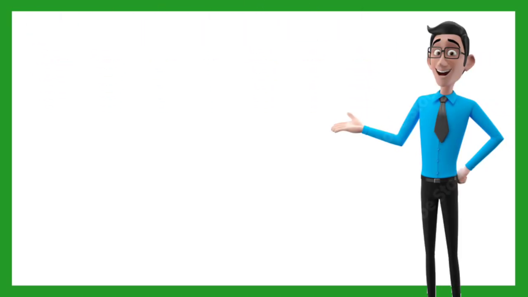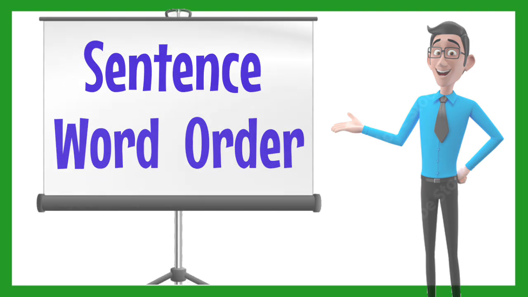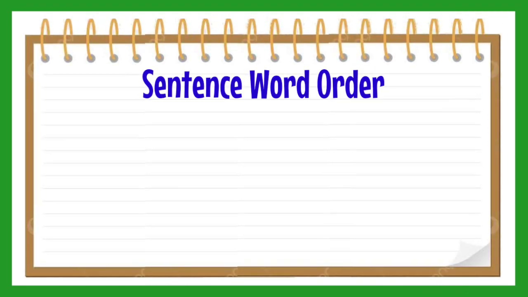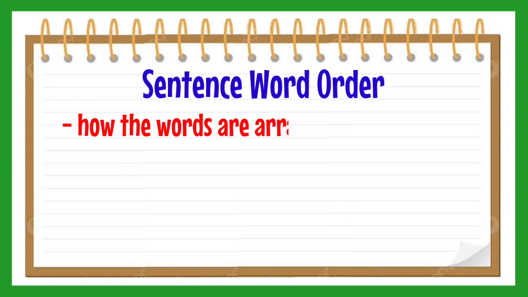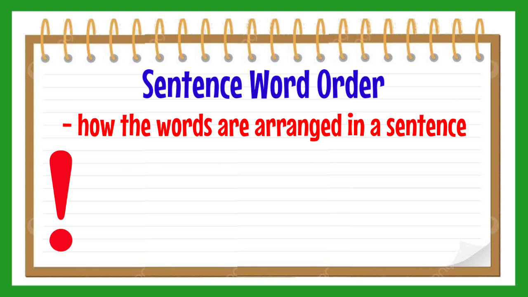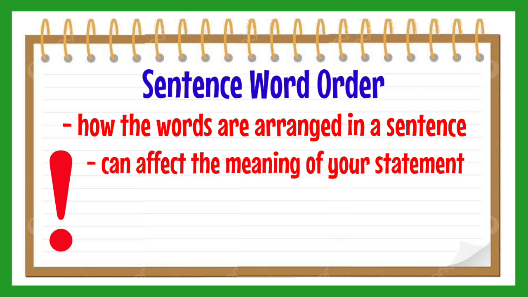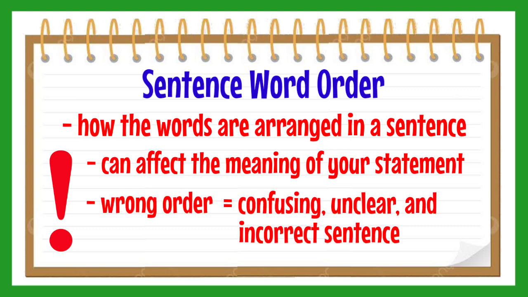In this video, we will talk about sentence word order. Sentence word order refers to how the words are arranged in a sentence. The order of the words in a sentence is important because it can affect the meaning of what you are trying to express. When we put words in the wrong order, the result is a confusing, unclear, and incorrect sentence.